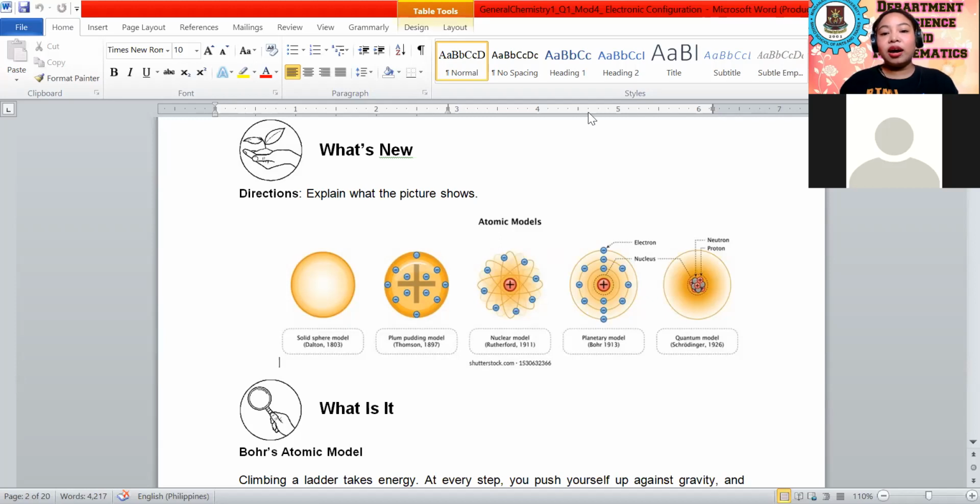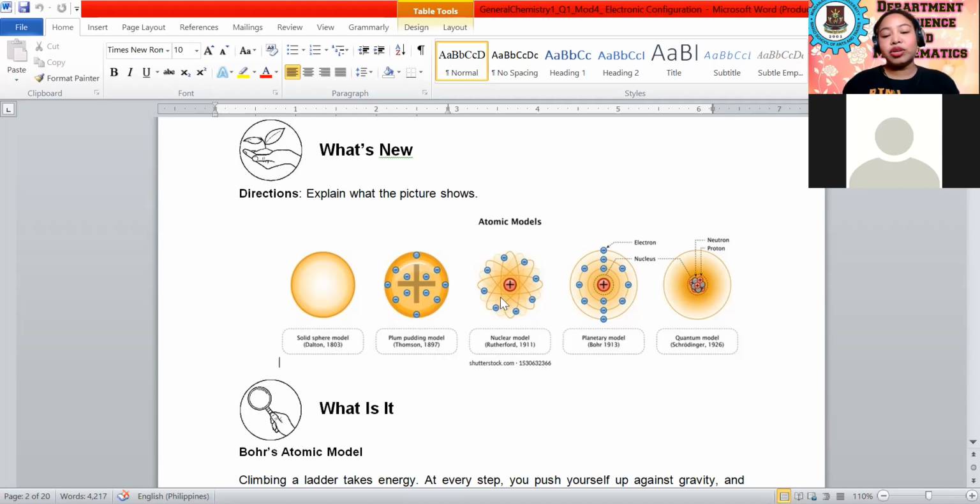And then Chadwick says that it's not only protons that are found in the nucleus, but there is also a neutral particle, that is to lessen the attraction of the electrons and the protons. And there's one more before the quantum model. Actually, this is not just the quantum model. The quantum model looks like more of dots.